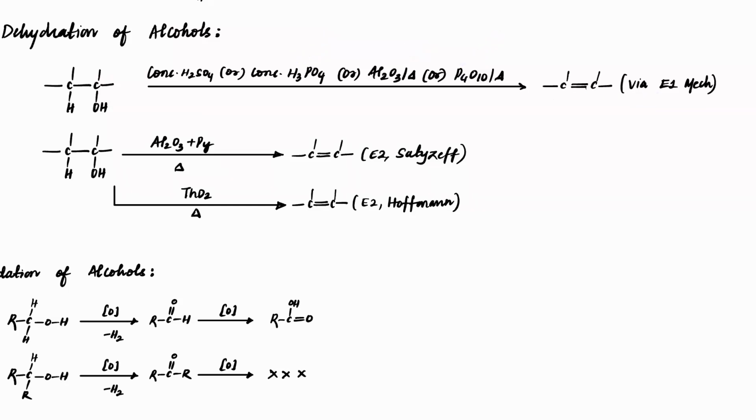alkenes by E1 mechanism. In case you are reacting Al2O3 in the presence of pyridine and heat, then we would usually get E2 elimination giving a Saytzeff product. But if you want to get the Hofmann product, then thorium dioxide is the reagent that we use. This will give you E2 and proceed via the Hofmann product as the major. Got it?